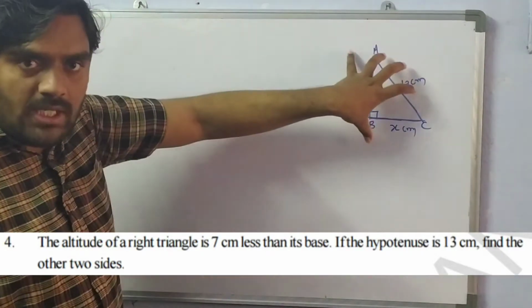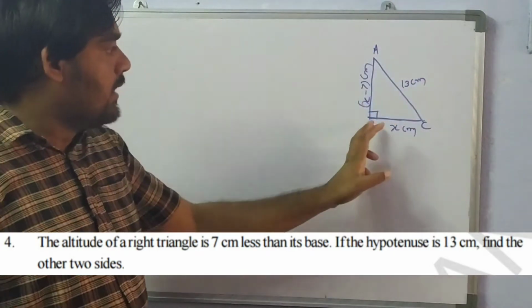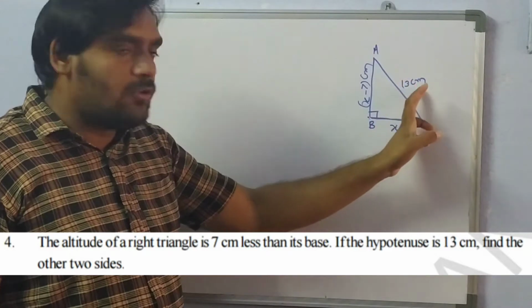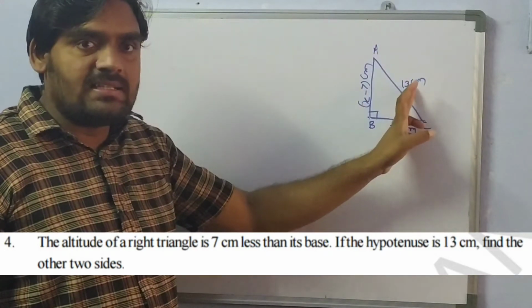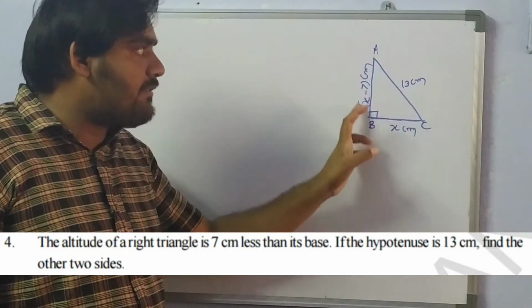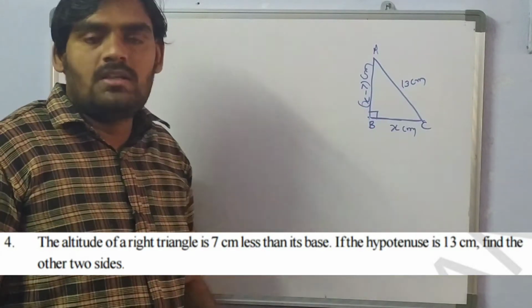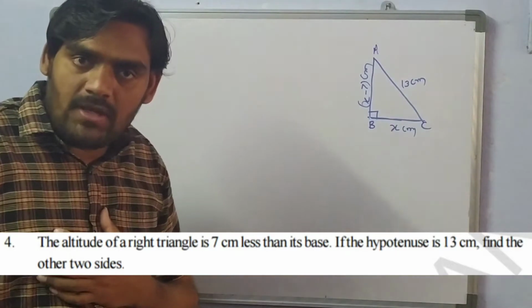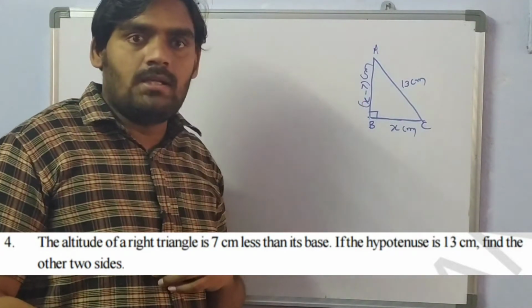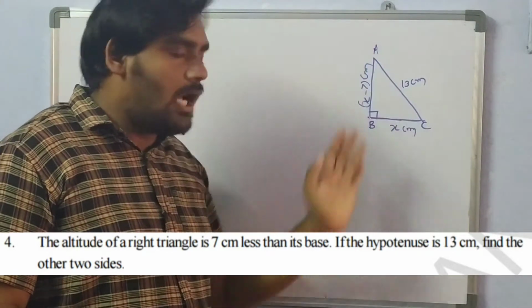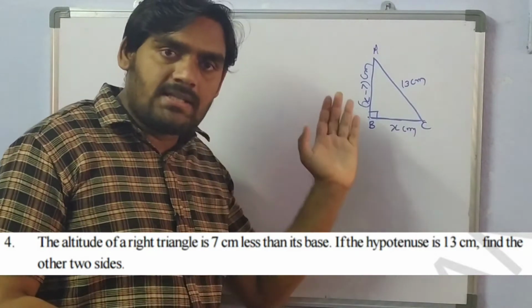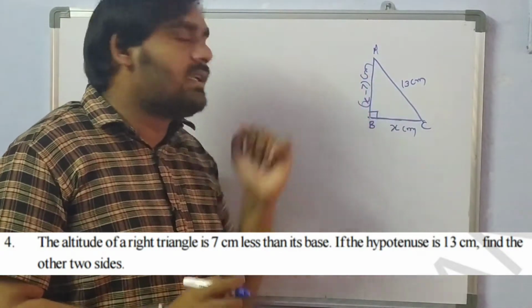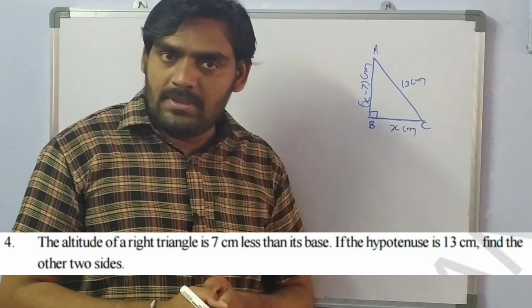So here first we need to take a right angle triangle. The side which is opposite to 90 degrees is the hypotenuse. So according to the problem we write this as 13 centimeters. The altitude is 7 centimeters less than its base. We don't know the base either, so we must assume x is the base of the right angle triangle. Automatically you will get the altitude, which is 7 centimeters less than it, so you get x minus 7 centimeters.